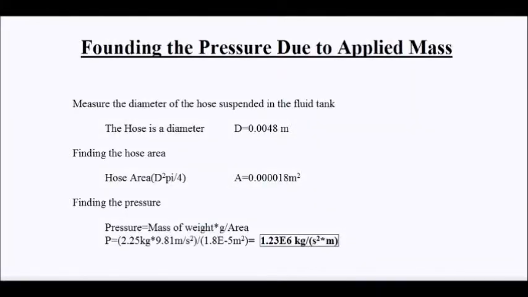Now we find the pressure due to the mass applied to the pump system. The diameter of the hose is taken. From this we calculate the cross-sectional area of the hose. We take the mass of the weight times gravity divided by area, and from this we obtain the pressure.